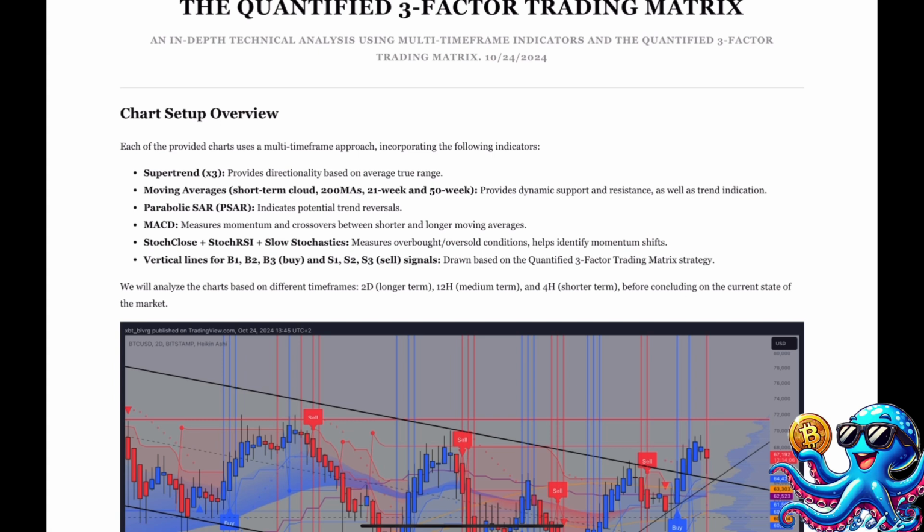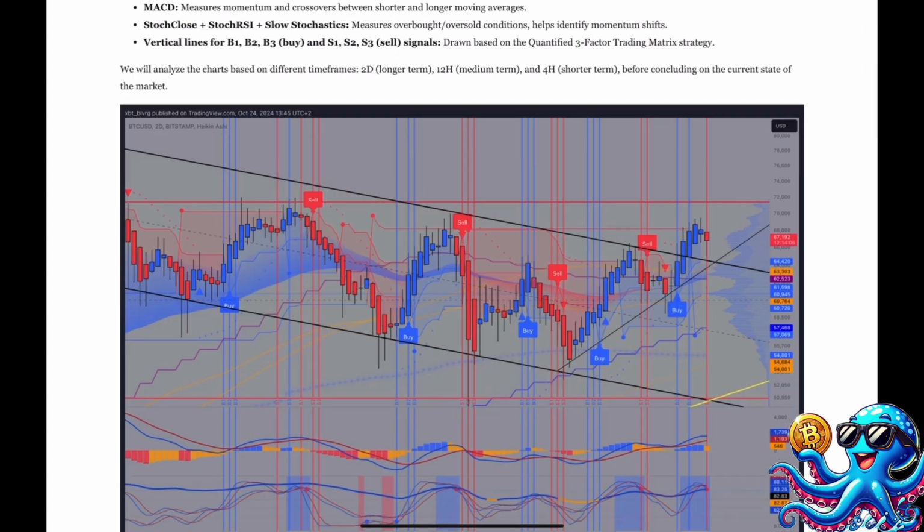MACD measures momentum and crossovers between shorter and longer moving averages. Stoch close plus Stoch RSI plus slow stochastics measure overbought and oversold conditions and help identify momentum shifts. Vertical lines for B1, B2, B3, buy, and S1, S2, S3, sell signals are drawn based on the Quantified 3-factor trading matrix strategy. We will analyze the charts based on different timeframes: 2D, longer term; 12H, medium term; and 4H, shorter term, before concluding on the current state of the market.